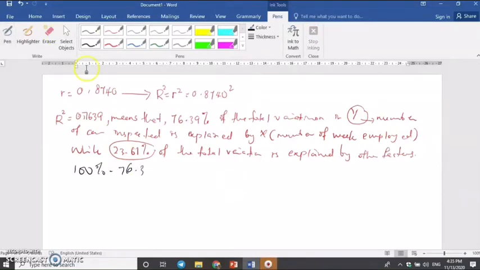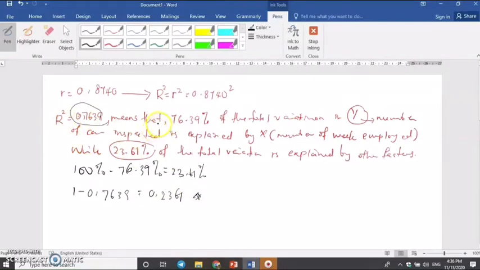Okay, so continue. 100% minus 76.39, so that means you will get 23.61%. Ataupun from this one, you just 1 minus 0.7639. Okay, we akan dapat 0.2361 lah. So from this part, as you can see, dia punya explanation is similar with what I already explained in the slide kan.